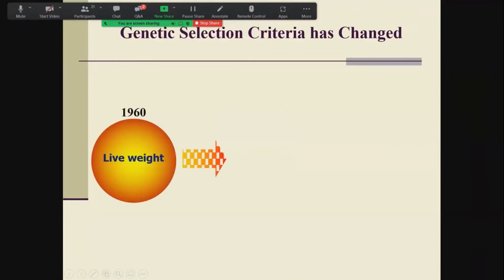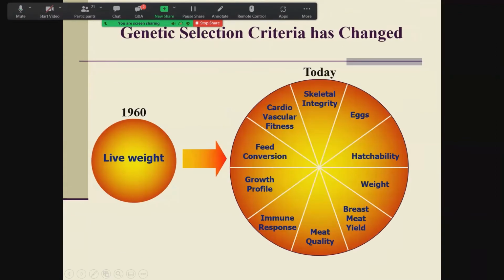So we used to select in the 60s for weight gain. Today, we select for all these things. When you go to national, international breeding companies, they have almost like a medical hospital right there with their birds. They test and they do ultrasounds. They do cardiac tests. They scan the entire bird structure for perfect bone strength and perfect bone angles and so forth before they even breed them.